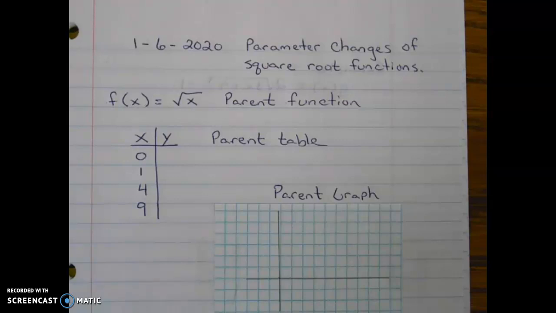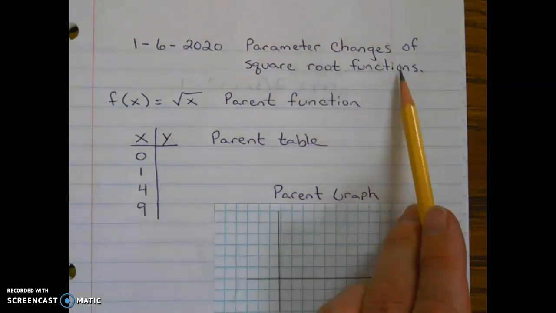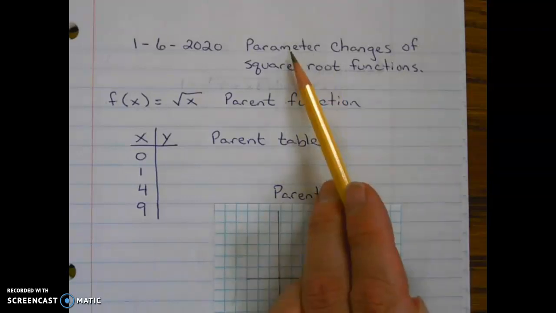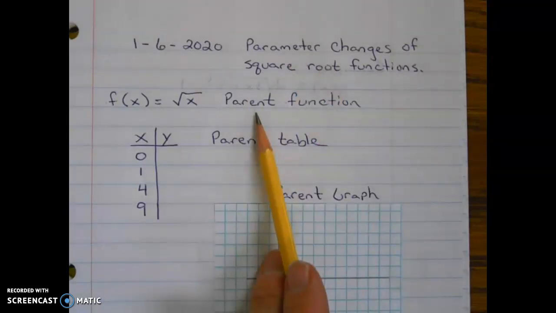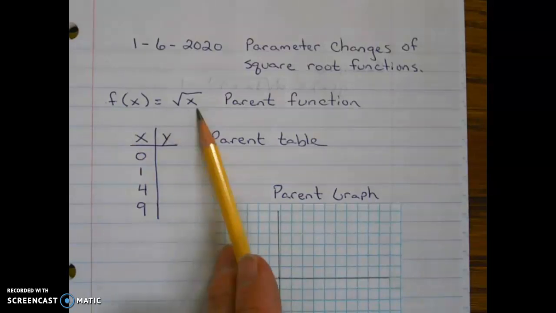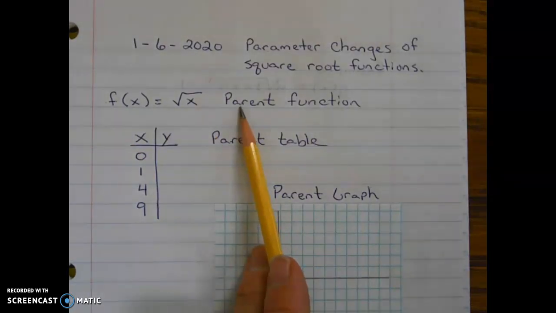When we come back on the 6th of January, we're going to start Unit 6, and we're going to be looking at parameter changes of square root functions. So before we jump into the parameters, let's take a look at the parent. The parent function is the square root of x. F of x equals the square root of x. So let's explore this parent quickly.